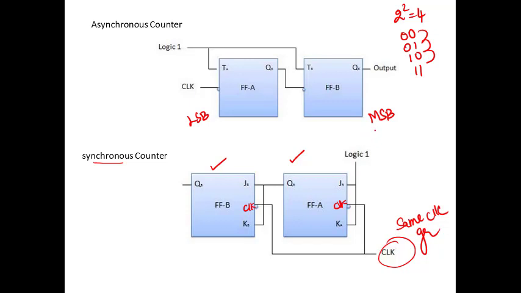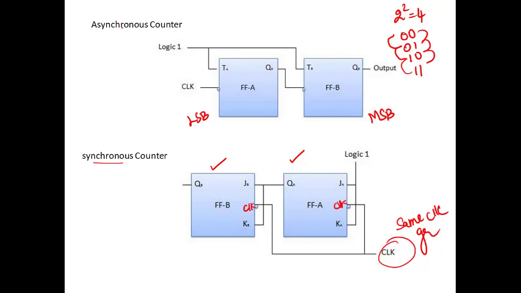The transitions may be from 00 to 01, 10, 11 if it's an up counter. If it's a down counter, from 11 to 10, 10 to 01 and 01 to 00. This is your down counter, and we will also have an up-down counter. For an up-down counter, we will be using a third bit, a control bit, and we will design it in such a way that if the control bit is 1, it will be an up counter, and if it is 0, it will be a down counter.